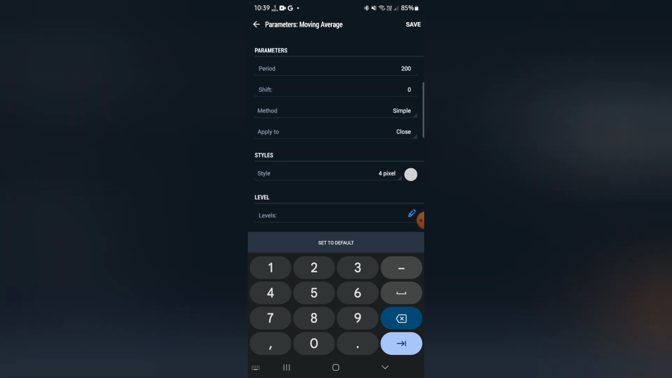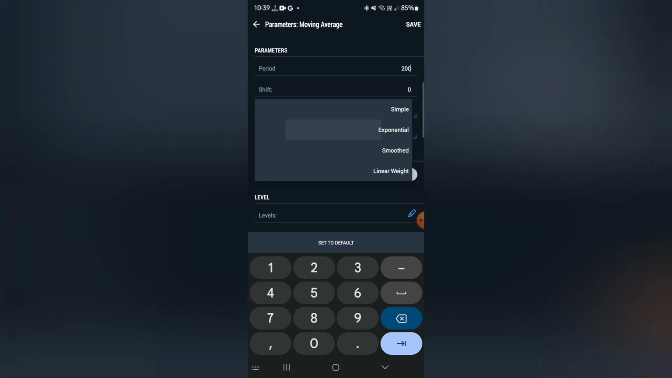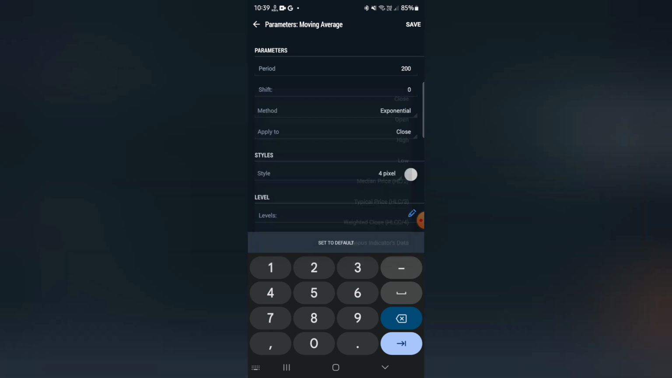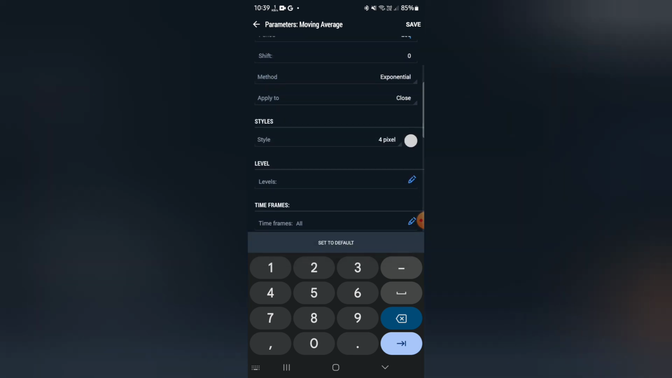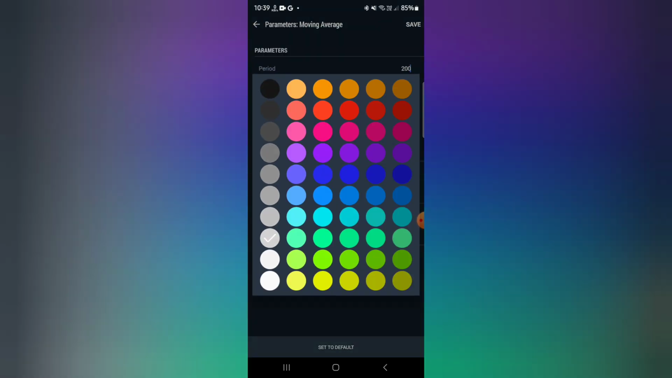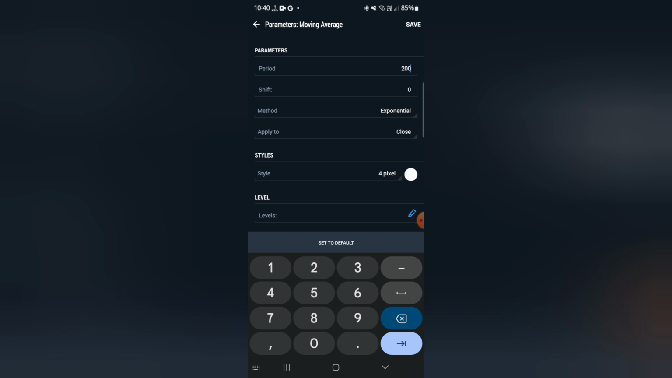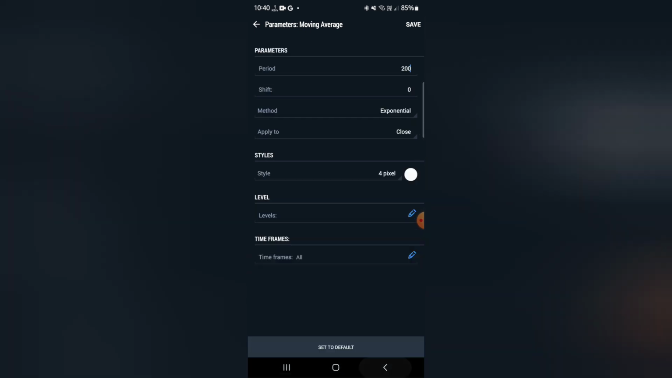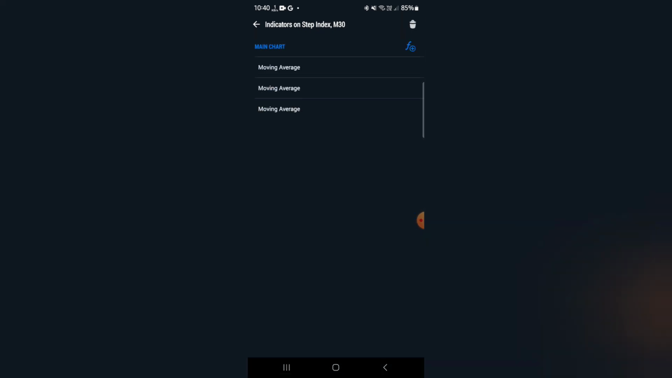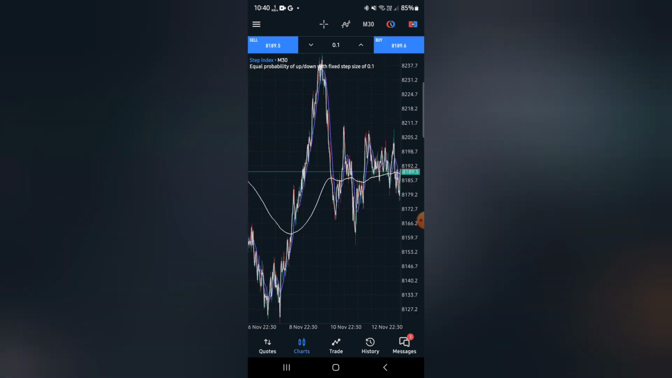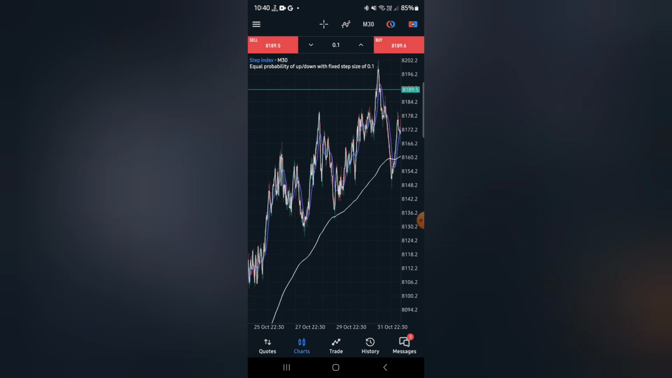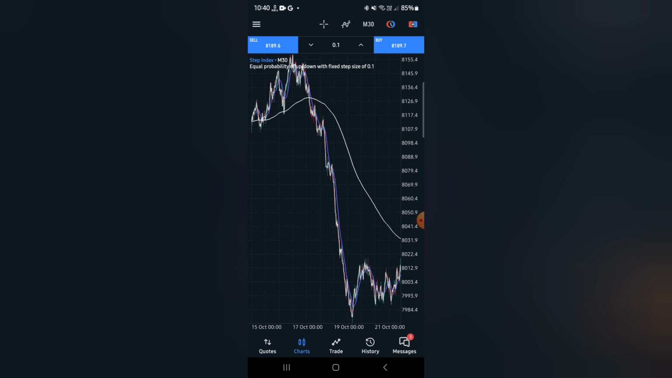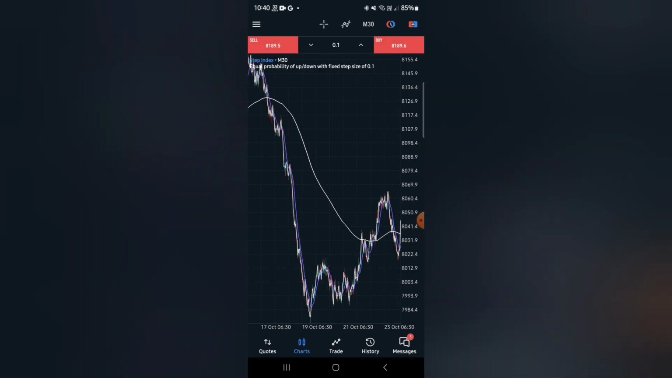So you make the period 200, put the method exponential, apply to close, 4 pixel. You can make it white. If your background is black, you make it white, but if your background is white, you make it black so it can be visible on the screen. So when you're done with all the settings, you put save, and then this is exactly what we want to see on our chart, this particular white line or whatever color you have it as.